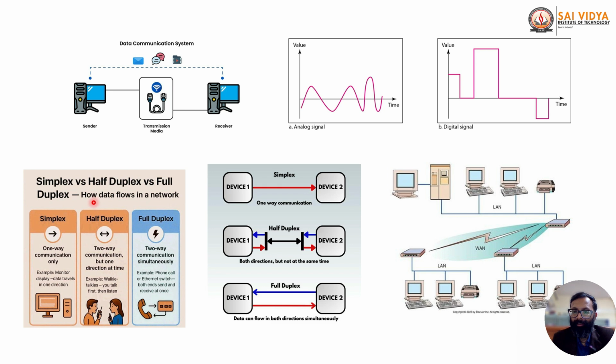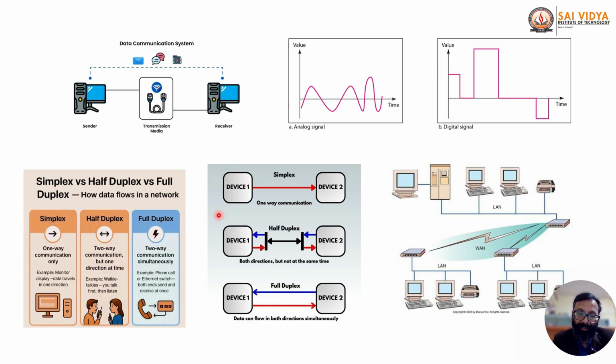So in general, communication is of 3 types. The first one is simplex, one-way communication only. The second one is half duplex, two-way communication but one direction at a time. The third one is full duplex, where two-way communication is happening simultaneously.